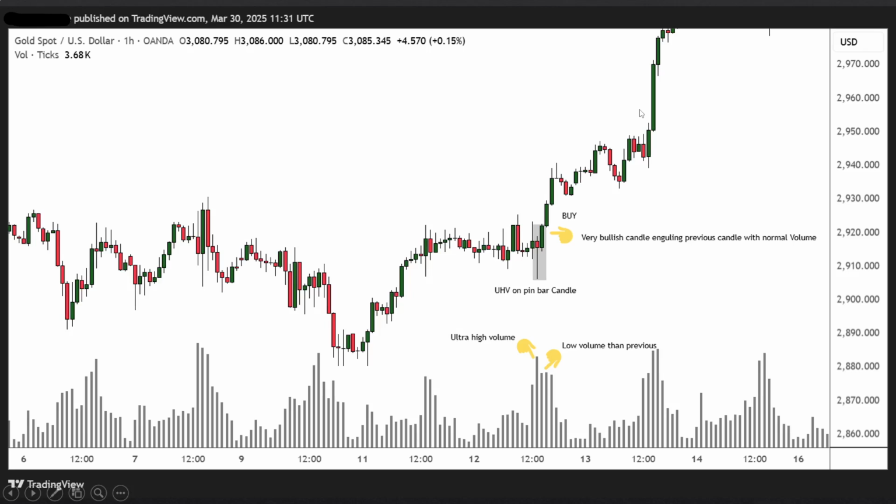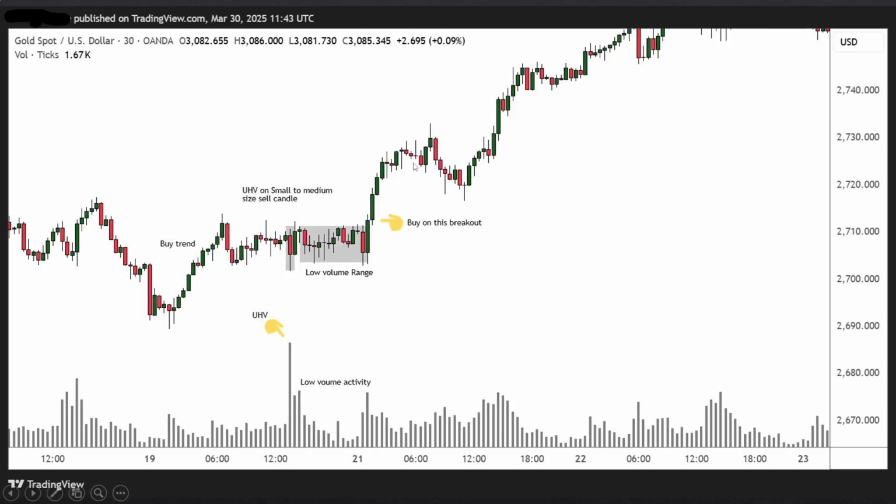Okay, again there is a bottom already in place. There is a buy trend in the background. And look at this candle. This is a sell candle with an ultra high volume. It means professional players, big players, smart money is active here. And in the sell candle, smart money always buys.